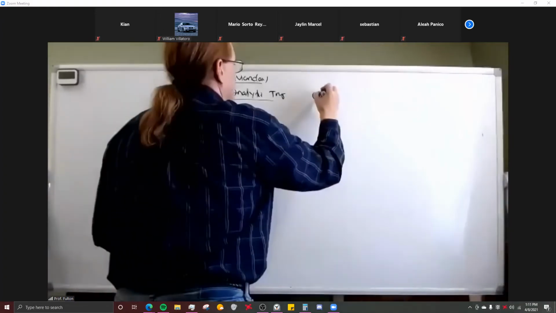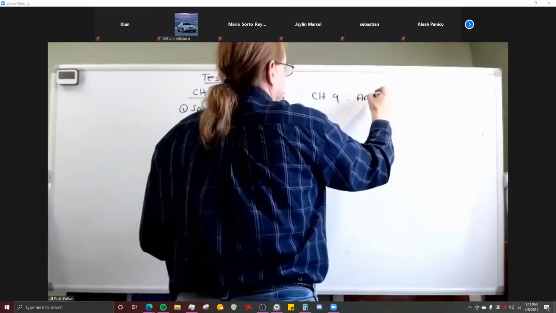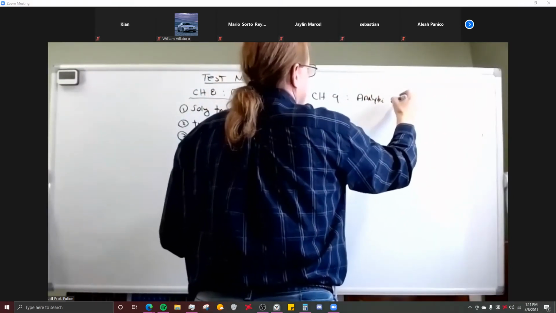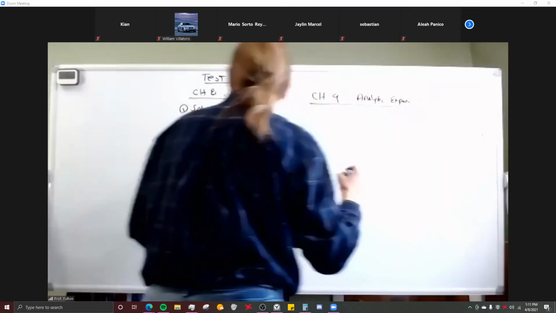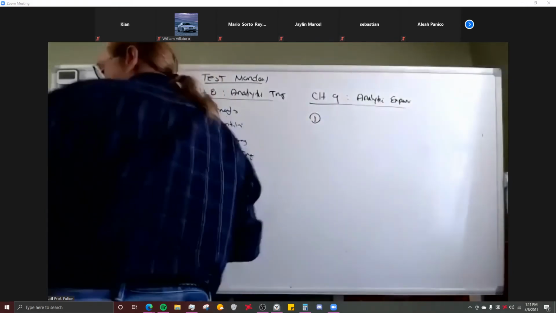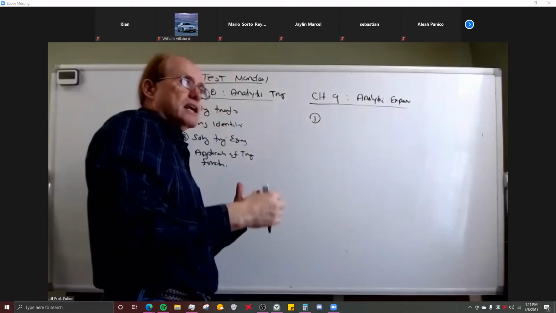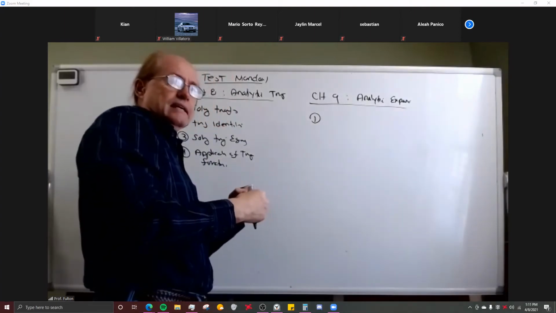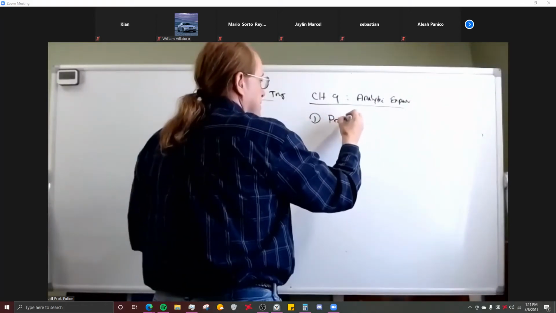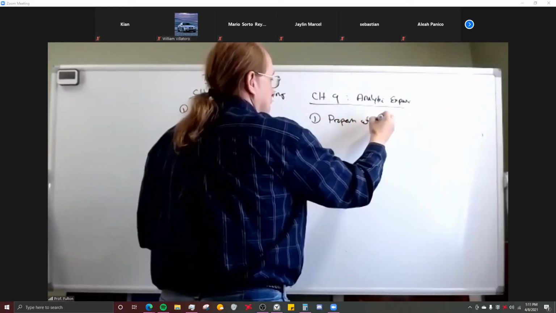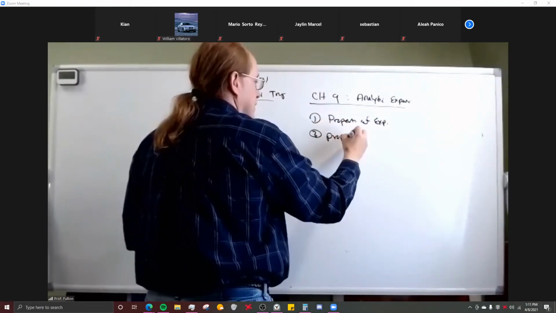And then in chapter 9, that was analytic exponentiation. And by exponentiation, we also include logarithms. So some of the first things we were asked to do is look at the various properties of logs and exponentials, how to rewrite them either in a compact form or expanded form. So we looked at the properties of the exponentials, as well as the properties of logarithms.